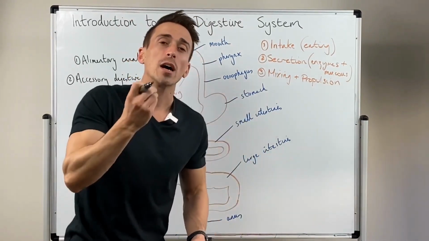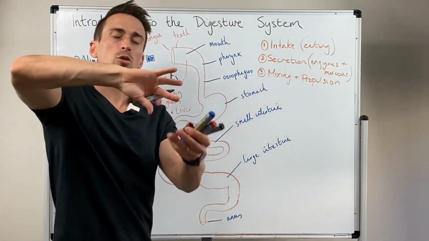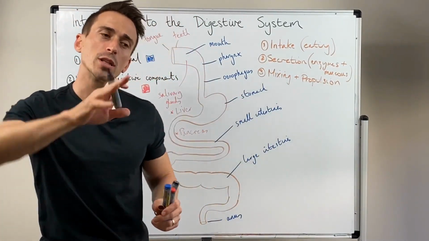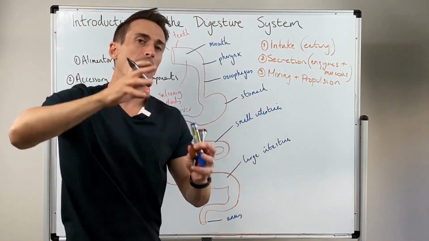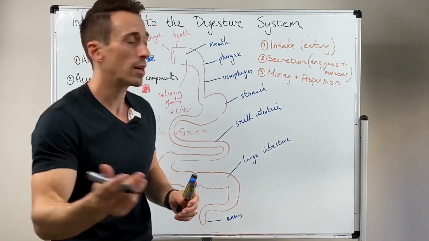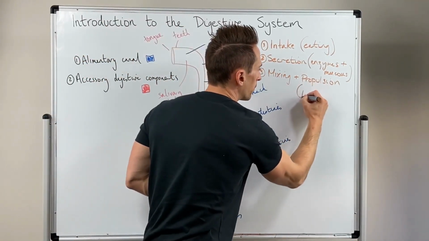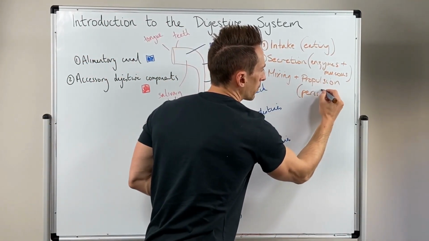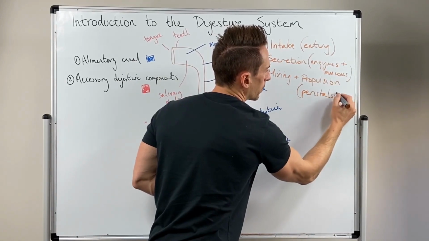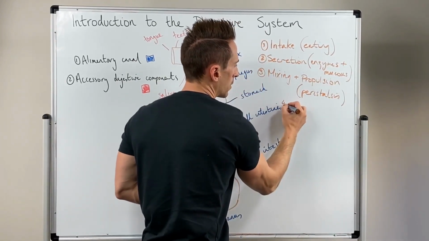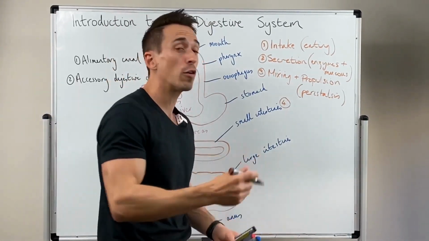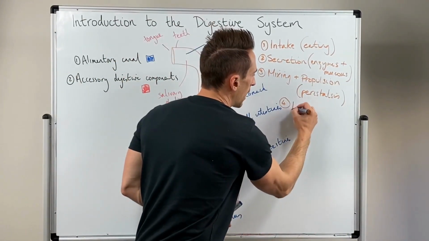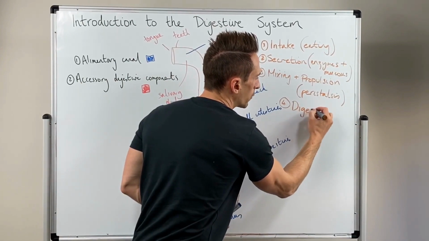The foodstuffs that we take in, we need to mix it up, and we also need to push it through the tract. This process of mixing and pushing is termed peristalsis. Number 4, another function of the digestive system is digestion. So we can't forget that primary role of digestion.